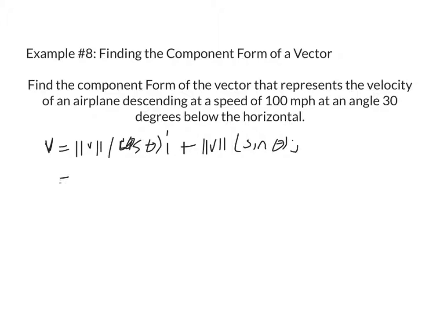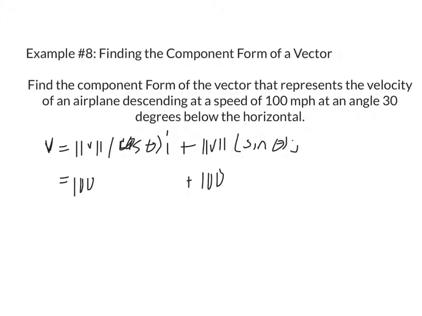Okay, so the magnitude is actually given to us. Remember, magnitude is length and direction, and so velocity actually represents the magnitude for our problem. And they told us that the speed is 100 miles per hour. So we're going to use 100 as our magnitude in both spots.